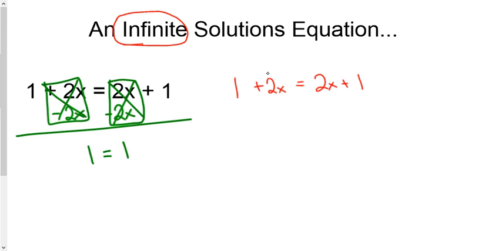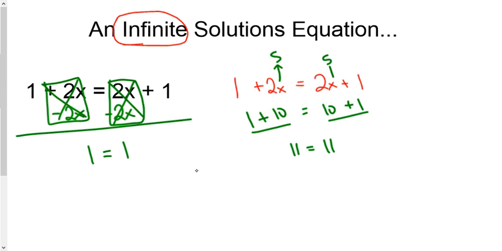So let's just make these x's 5, and let's go prove it. 1 plus 2 times 5 is 10, and 2 times 5 is 10 here. And you'll see it. 1 plus 10 is the same as 10 plus 1. It's 11 equals 11.